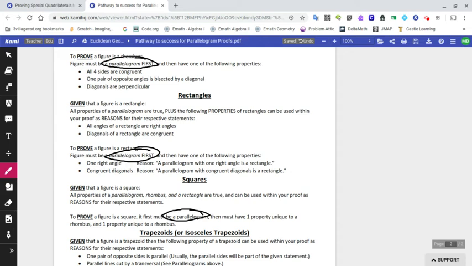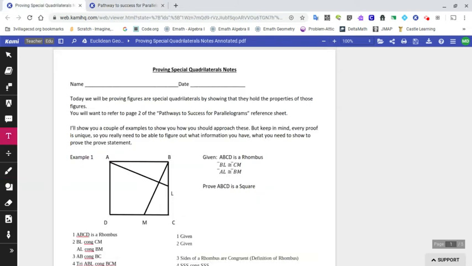I'm going to show you a couple of examples of how you can approach these. You might see a couple of new ideas, but keep in mind every proof is unique. So you're just going to have to look at it and figure out what properties of each of these special parallelograms you can use to prove them.